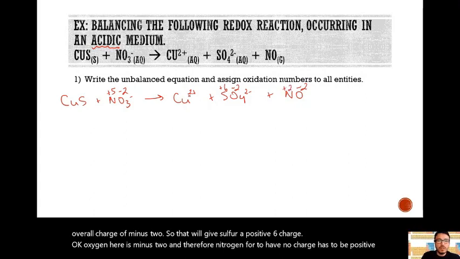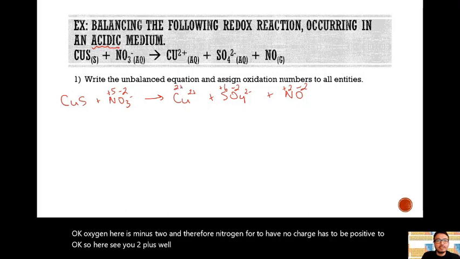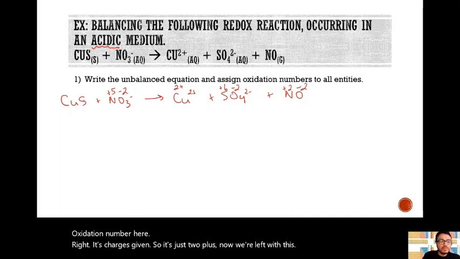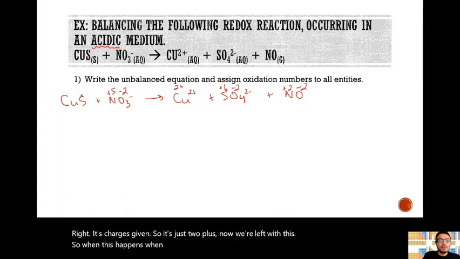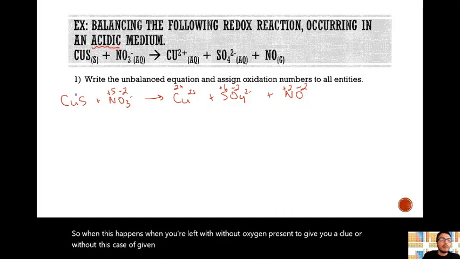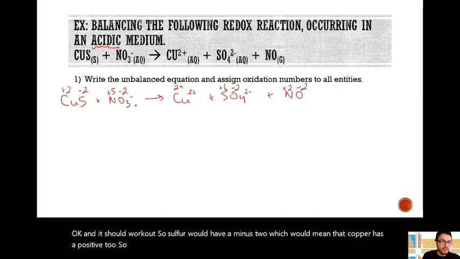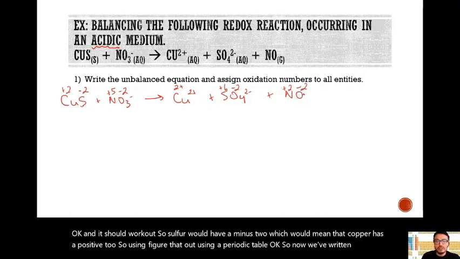Okay, so here Cu2+, well, it already has an oxidation number, right? Its charge is given, so that's just 2+. Now we're left with this. When you're left without an oxygen present to give you a clue, or without, in this case, a given charge for an ion, you're going to go with the most common charge. And it should work out. So sulfur would then have a -2, which would mean that copper has a +2. So we figured that out using a periodic table. Okay, so now we've written the unbalanced equation and we've assigned oxidation numbers to all entities.